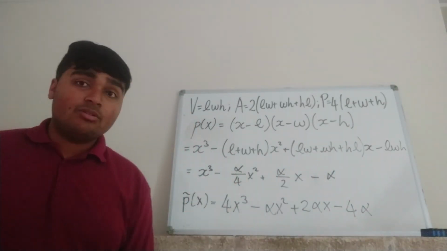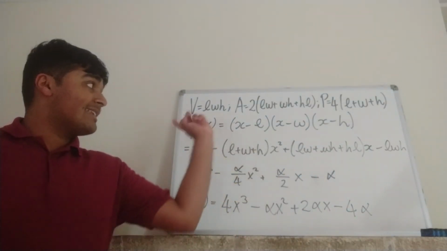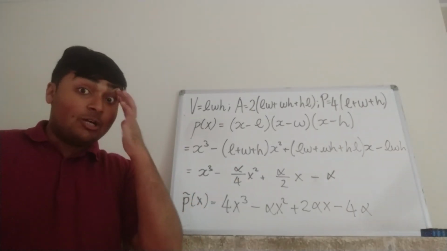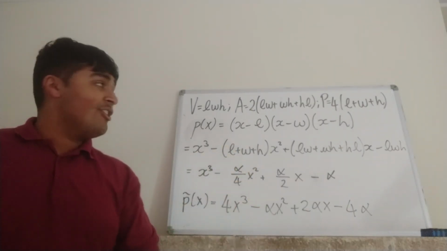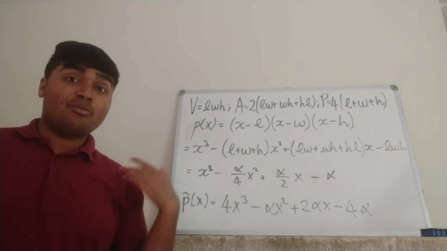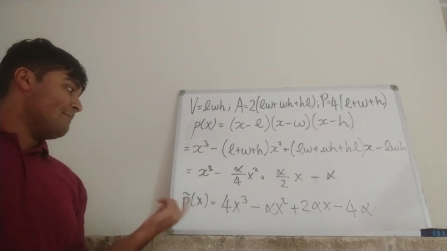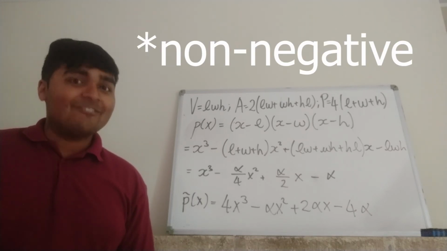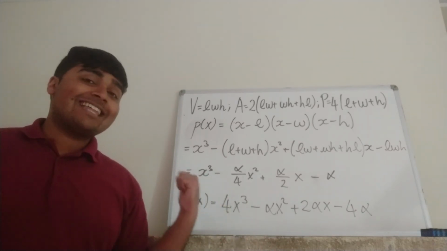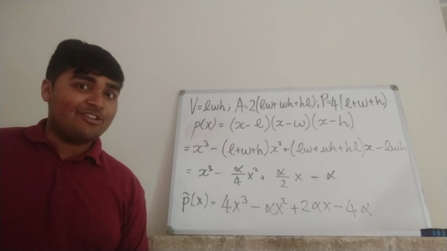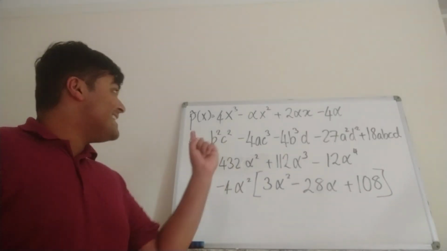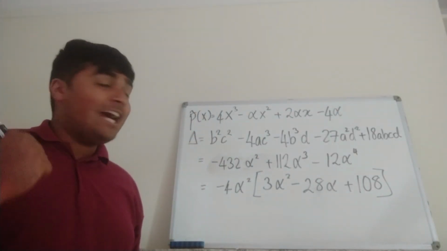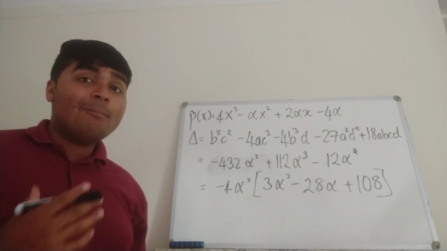Now we already know the roots of p tilde of x, it's just L, W and H. Remember, L, W and H are real numbers. So from what we just showed about the discriminant, that means the discriminant of this polynomial must be positive. But what we're going to quickly show is that that is impossible. Let's quickly show that. Okay, so we have that p tilde of x is 4x cubed minus alpha x squared plus 2 alpha x minus 4 alpha.